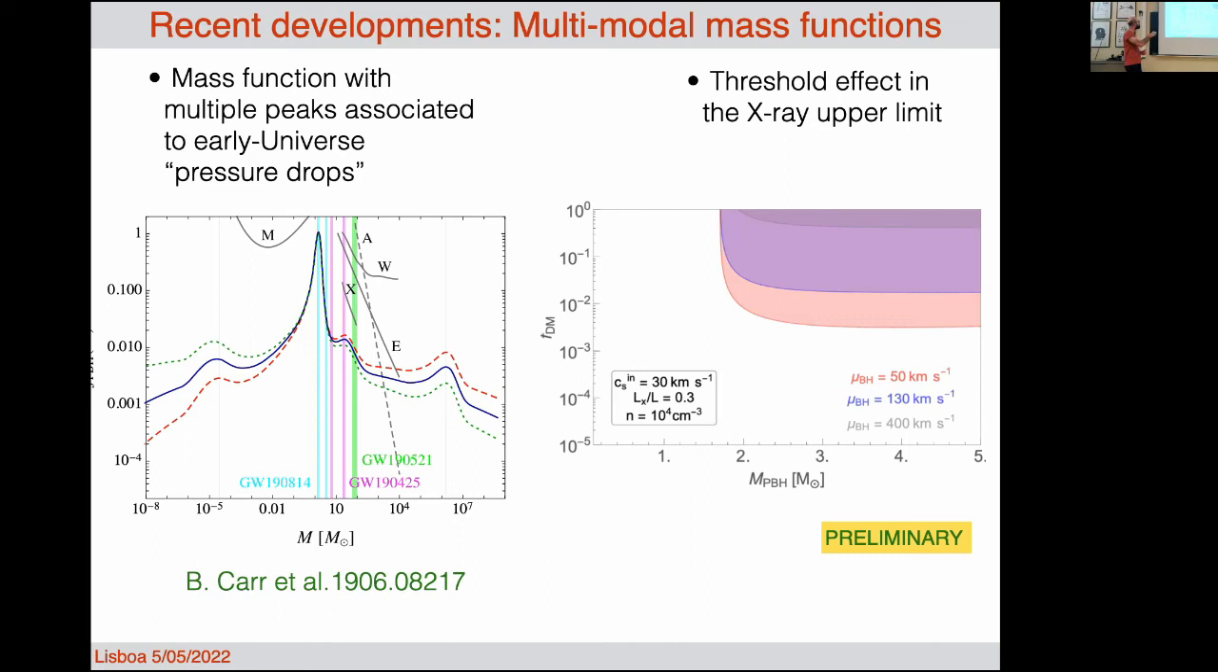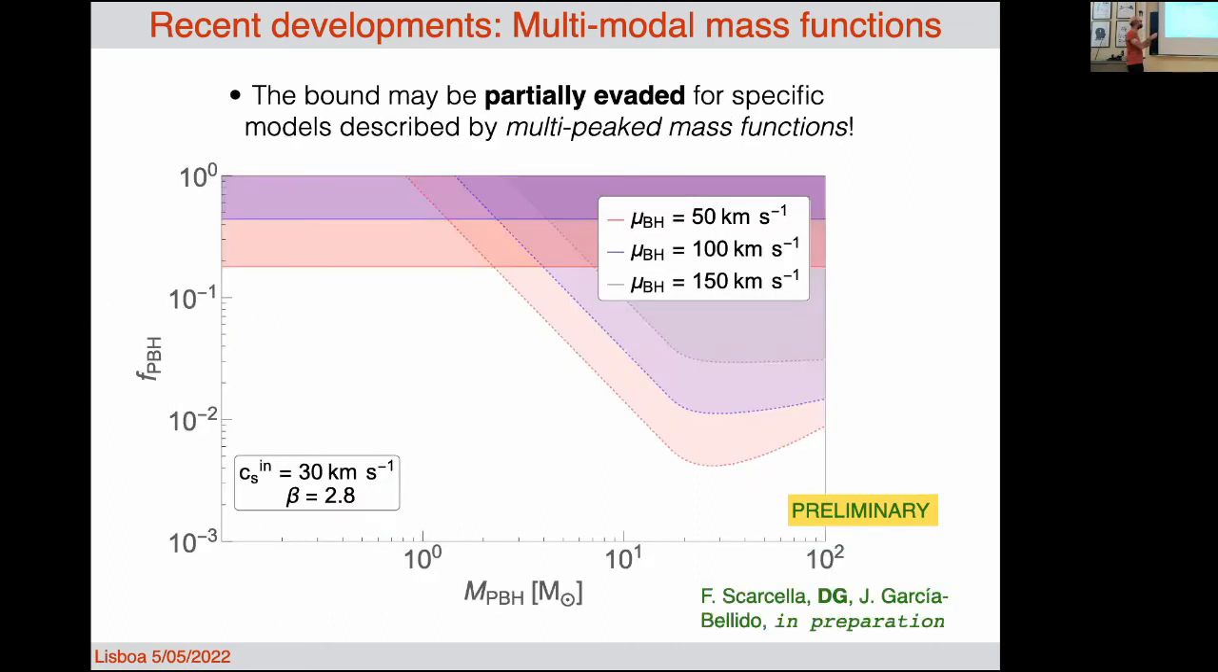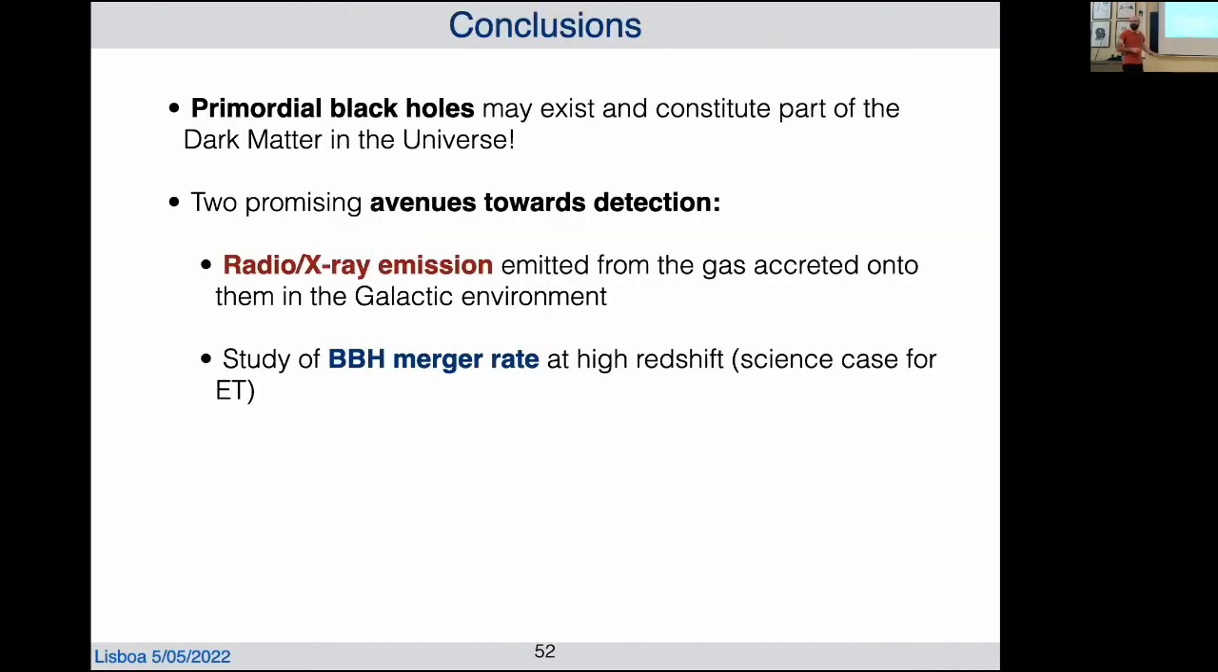So these multi-peak mass functions, you can show, can evade the bounds. For example, the X-ray and radio bound at low mass can be evaded, and this bound is partially evaded with this more complicated mass function. So just to give a glimpse of this field of research. I could take some questions, but maybe it's time to go to the conclusion, as it's very late.